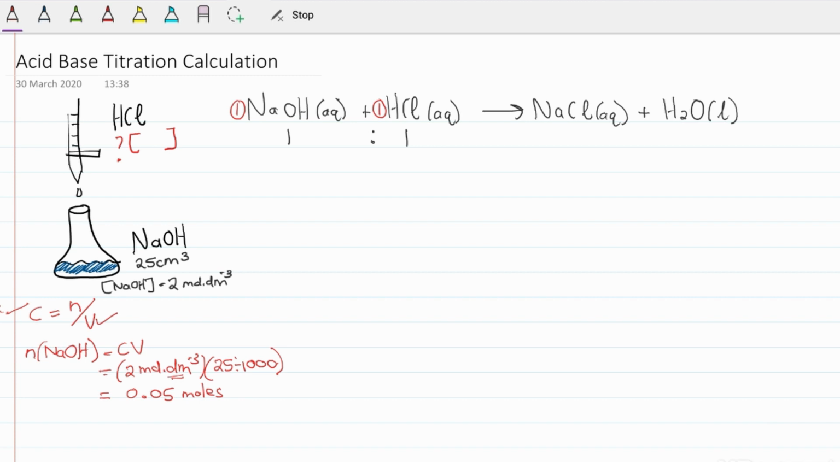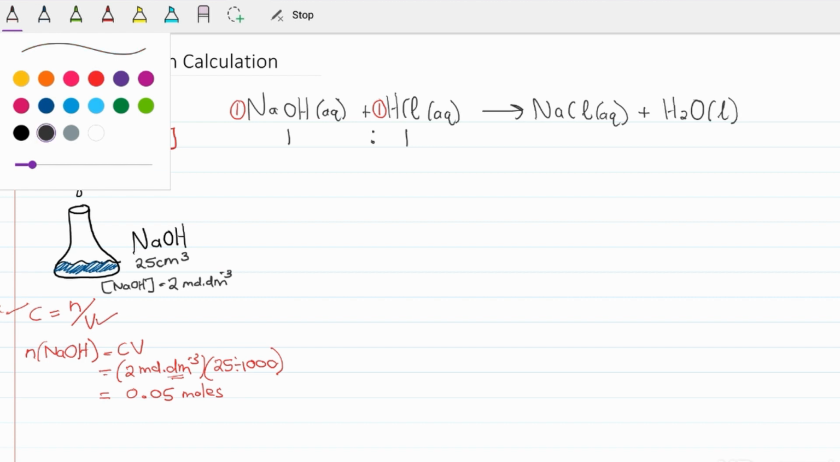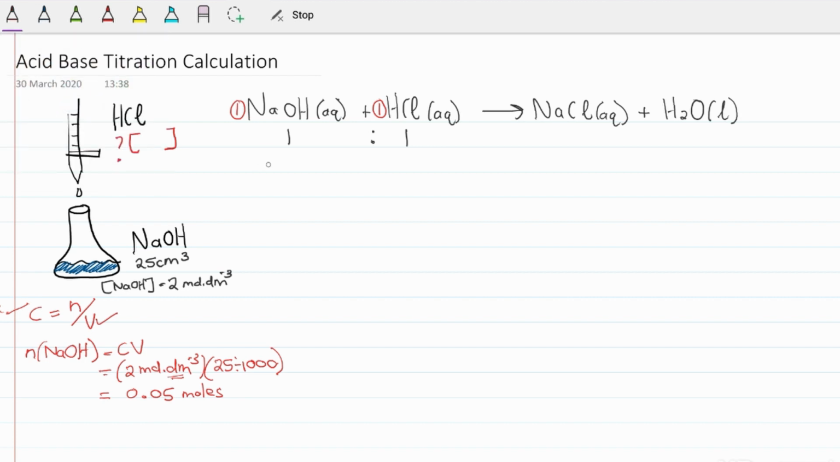Now what we can do is a molar ratio. The moles of sodium hydroxide is 0.05, and because the ratio of sodium hydroxide to hydrochloric acid is 1:1, the moles of hydrochloric acid is also going to be 0.05 moles. Now remember, the whole purpose of this titration is to calculate the concentration of your hydrochloric acid. So now you have the moles of hydrochloric acid, but what we need to do now is actually calculate the concentration.